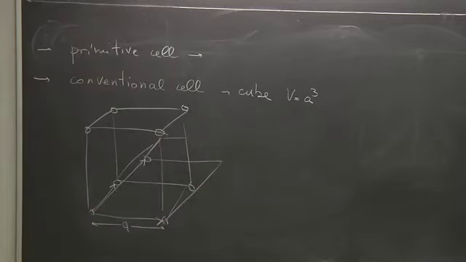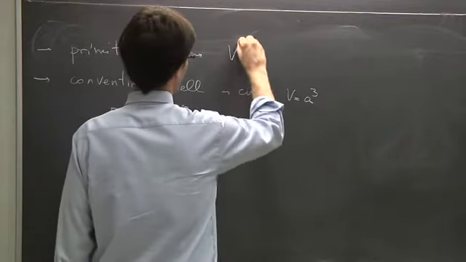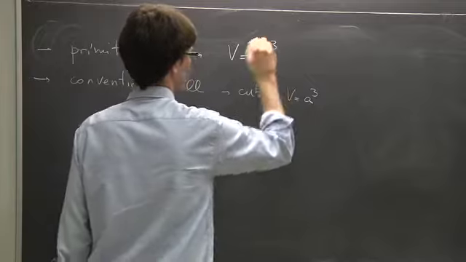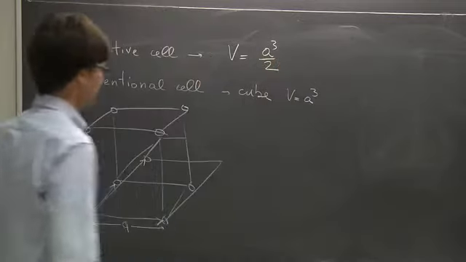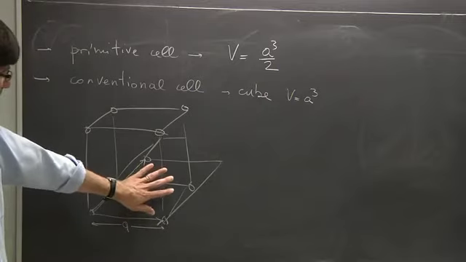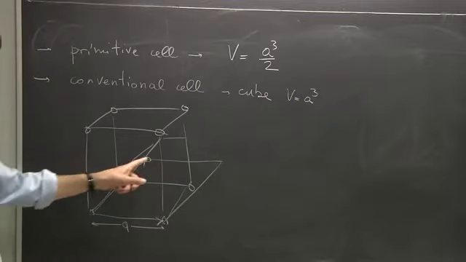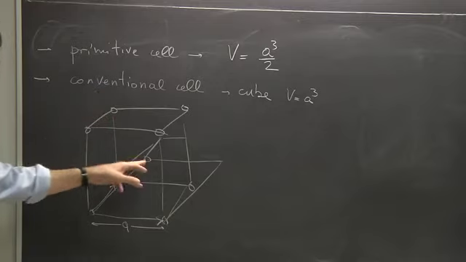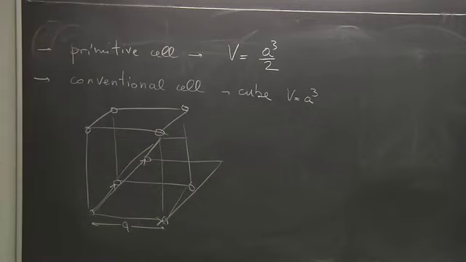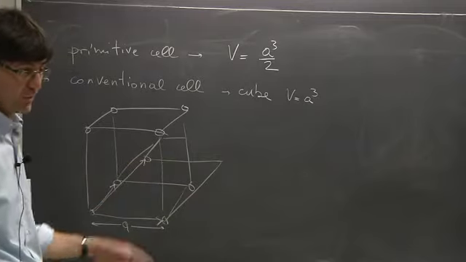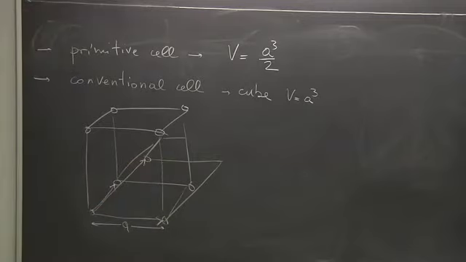Don't ask me to draw it. I mean, it's a very complicated object. And the volume is going to be how much? Over 2, right? Because the volume of the Bravais lattice is going to be 1/2. We're going to have 2 points in the conventional cell, so the volume of the cell that comprises only 1 point is going to be 1/2 of the cube, without even the need to calculate it.